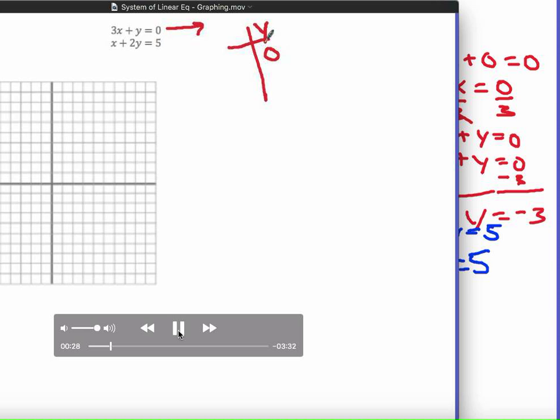So when y is equal to 0, we get 3x plus 0 equals 0. So we have 3x equals 0. Divide both sides by 3, and we get x equals 0.